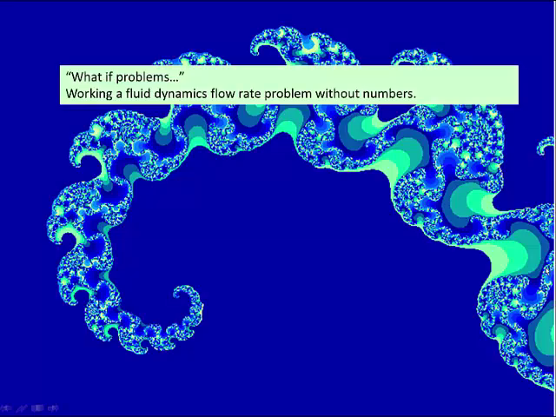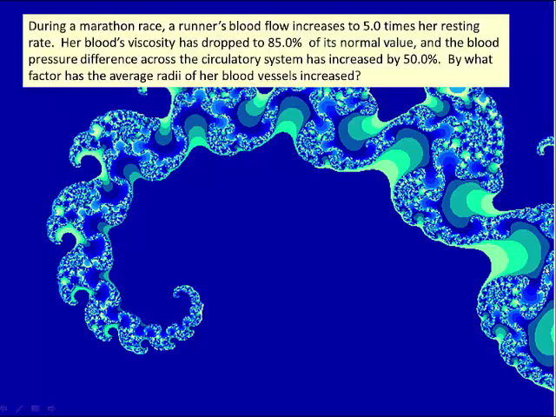In this video, we're going to be working a fluid dynamics flow rate problem, and it has no numbers. But problems with no numbers are what I call what-if problems. What if I double the mass of the Earth and triple the distance from the Sun? What will happen to the force of gravity between the Sun and the Earth? What if? So in a what-if problem, we're comparing an old situation to a new situation.